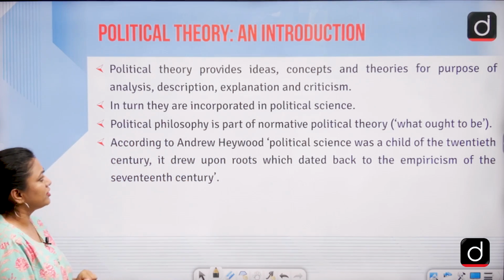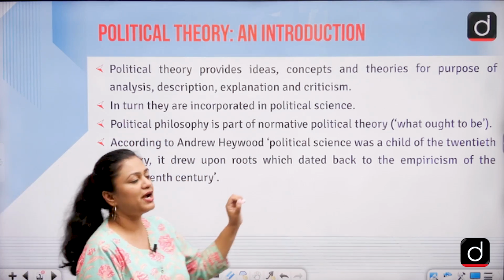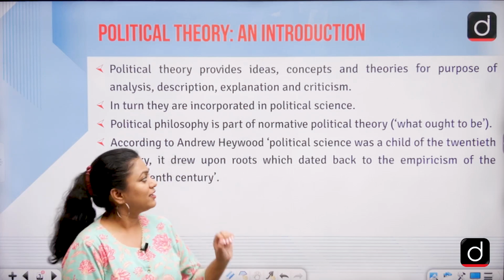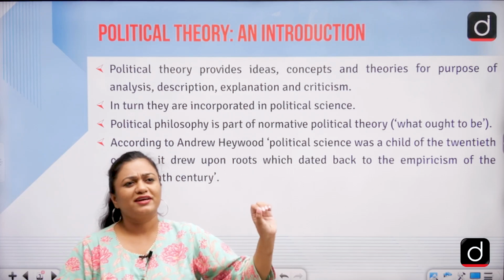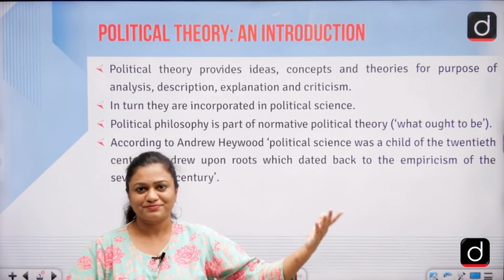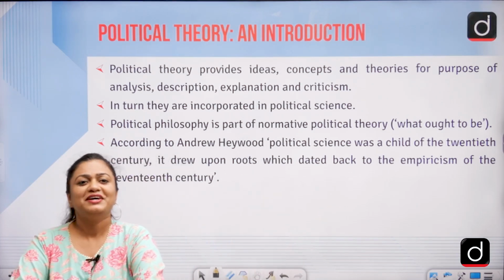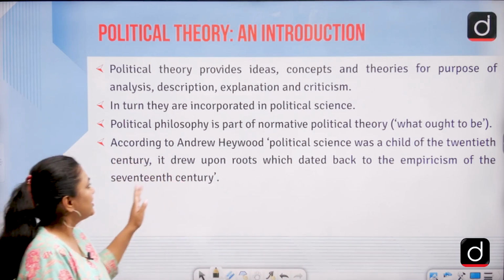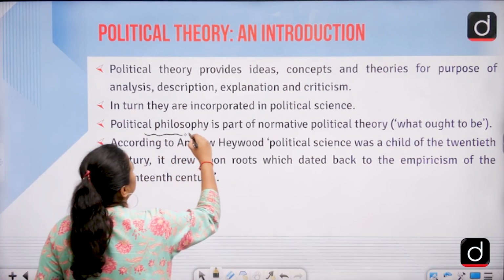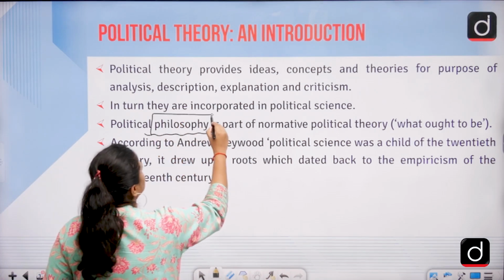Political theories are incorporated in political science as well. Now, political philosophy is part of normative political theory, those areas dealing with what ought to be. Normative questions are criticized for being speculative as well. So they are basically philosophical. You have to understand this.